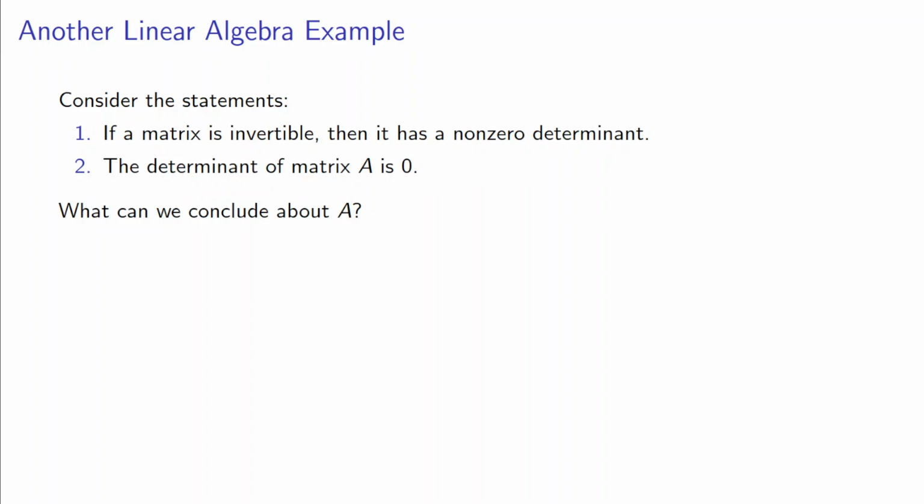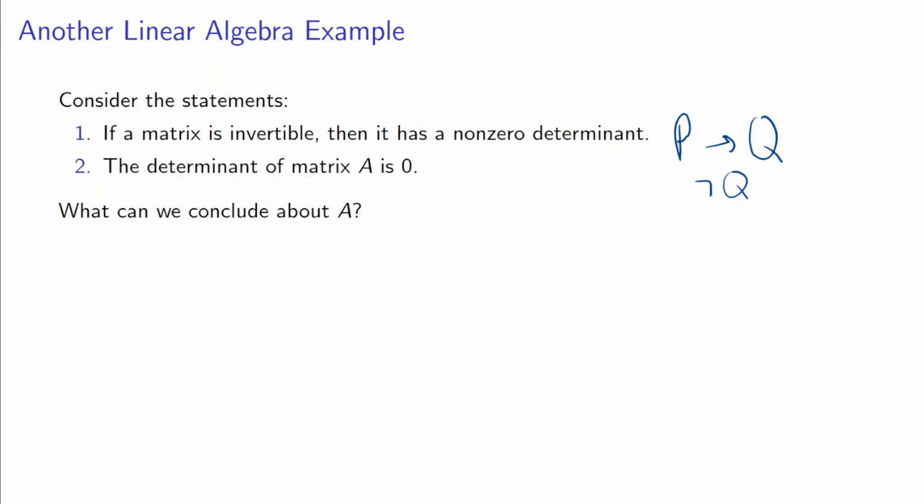Let's consider another example here, which has these two statements. If a matrix is invertible, then it has a non-zero determinant, and the determinant of matrix A is 0. The question is, what can we conclude about A? So the first statement here has the form if P then Q, and the second statement, the determinant of the matrix A is 0, so it is not non-zero.